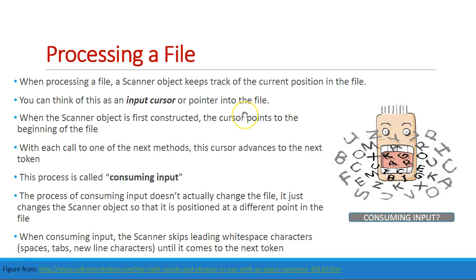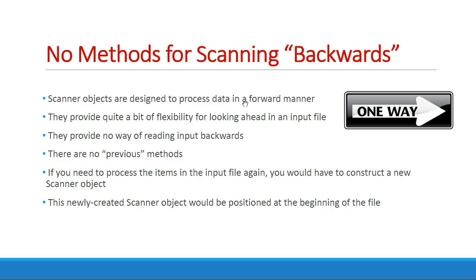So this process is called consuming input, and unfortunately it's a one-way process. As you consume the input, the cursor is a virtual pointer into the file that keeps on going forward as you keep on reading more and more. And there is no way to scan backwards. So if for some reason you actually needed to go backwards, you would have to start all over. So if you really need to go backwards, you would probably want to store your data into an array so that you can have access to it.